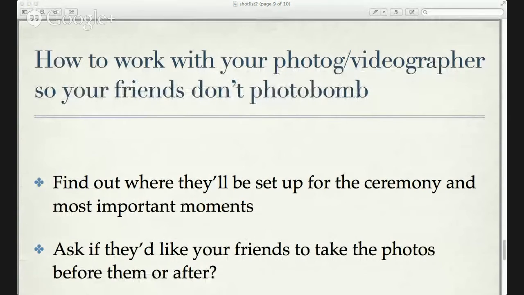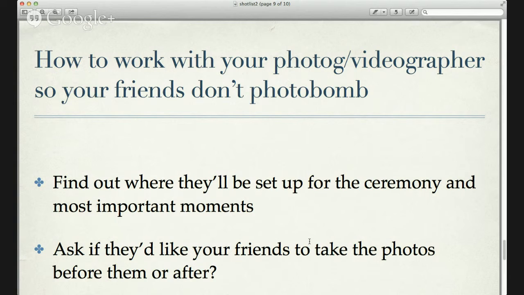So another important tip is how to work with your photographer and videographer so that your friends don't photobomb. Some photobombing is okay, but for things like the ceremony, you want to find out where the photographer and videographer are going to be set up. Let's say you have a pro videographer. It's great that your friends are going to be capturing things on their smartphones, but you also want to make sure they don't block the shots for the pros.